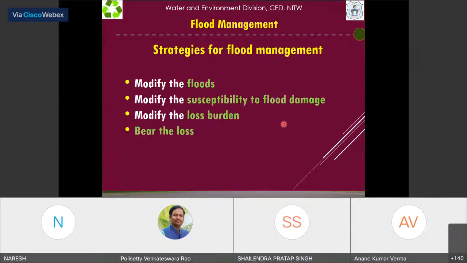And now, having known what could be the impact or vulnerabilities, particularly for flood, what strategies do we have in our hand to manage the flood? One thing is to modify the flood. We cannot avert, but we can modify. What can we modify? We'll discuss further. And we can also modify the susceptibility to flood damage. As we understand from the predictions of water engineers what can be affected, we then plan to minimize the damage. Modify the loss burden. And ultimately, what you can't modify, you have to bear the loss. This is unavoidable. As much as we do, beyond which things will not be in our control, so we have to take care of that.